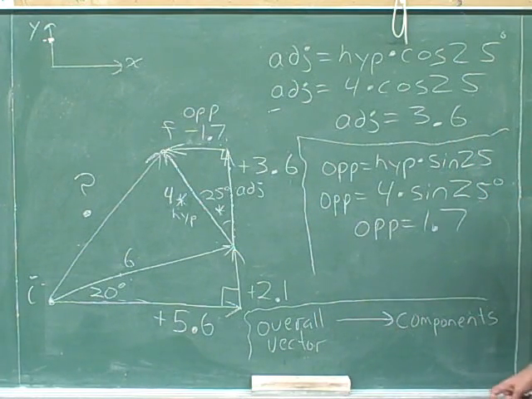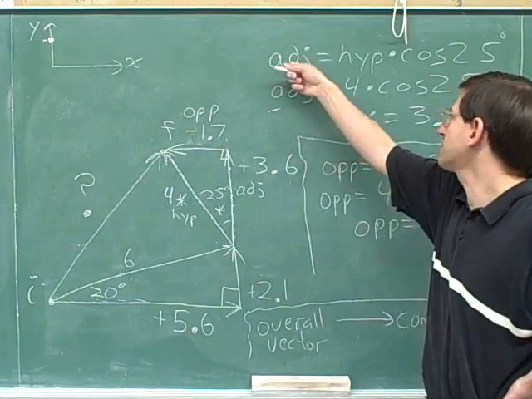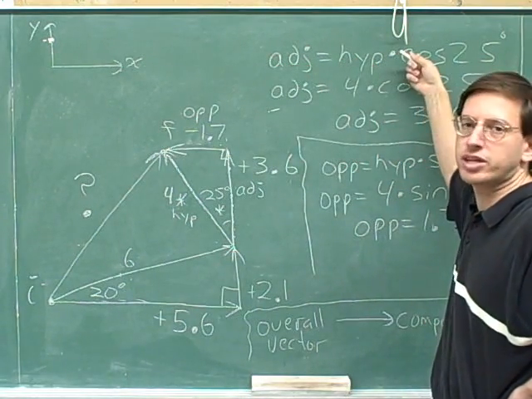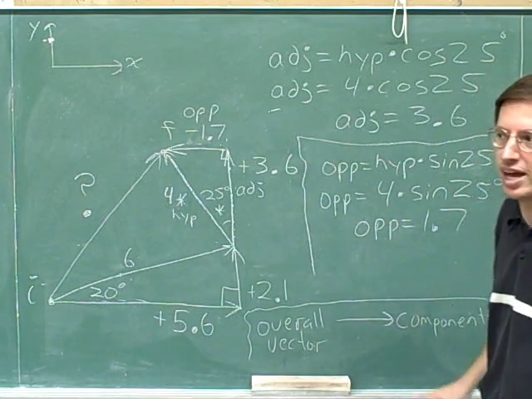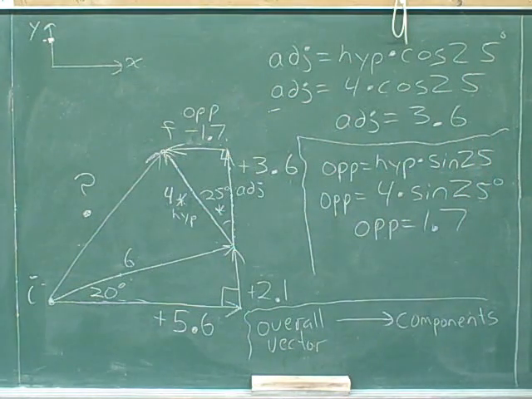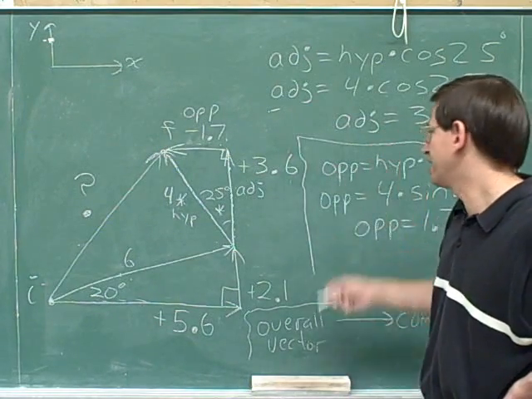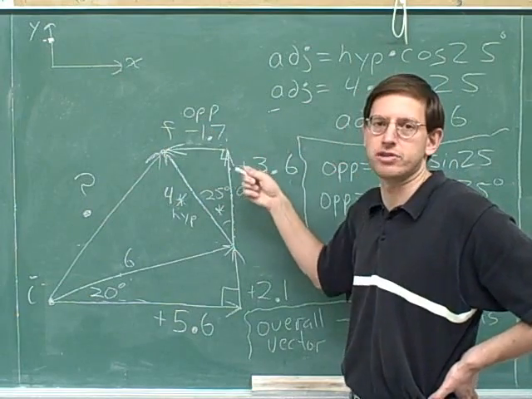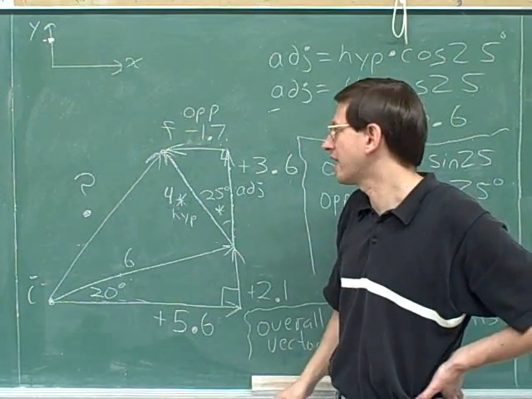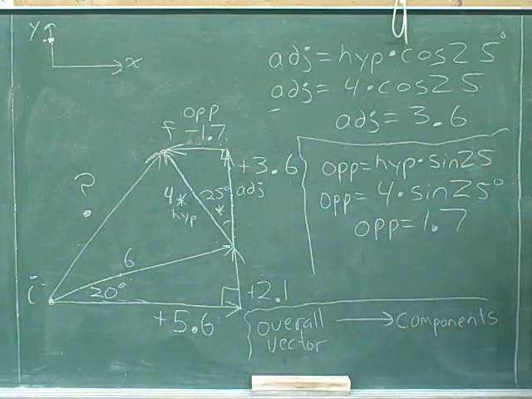How do we break vectors into components? Well, we find the adjacent side by multiplying the hypotenuse times the cosine. And we find the opposite side by multiplying the hypotenuse times the sine. I hope you're getting pretty comfortable with these two ways of finding the components. Remember again, the trig functions only give you magnitudes. You have to figure out the signs on your own, but the signs are just as important as those magnitudes.